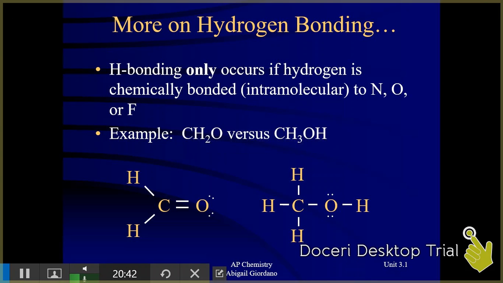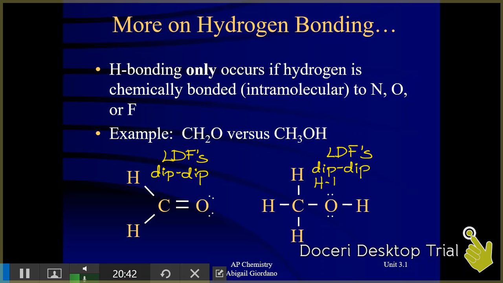Okay, so let's look at these two examples in front of you. The example on the left is covalent, so it has LDFs. It's polar, so it experiences dipole-dipole attraction. The one on the right is also covalent, so it will experience LDFs. It's also polar, so it will also experience dipole-dipole attraction. But I'm telling you that one of these molecules experiences hydrogen bonding and the other does not. Maybe you can already guess.